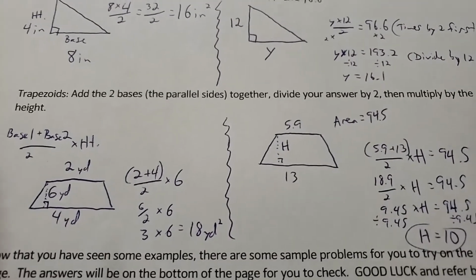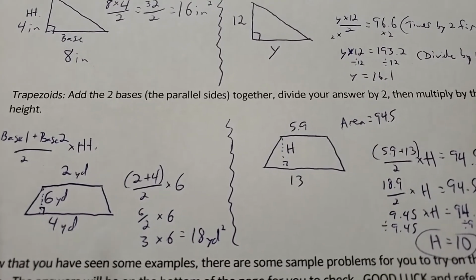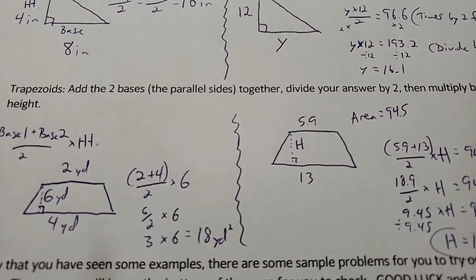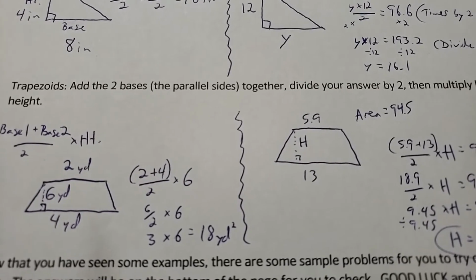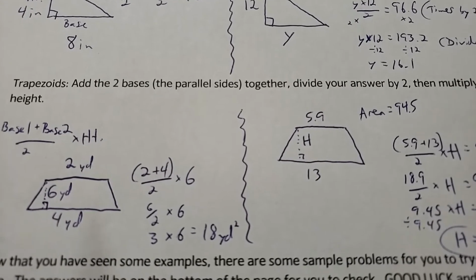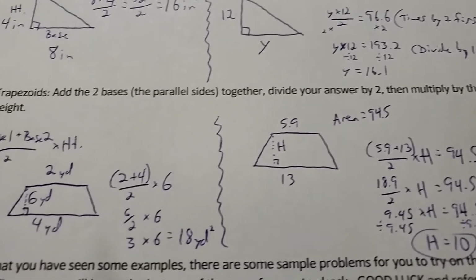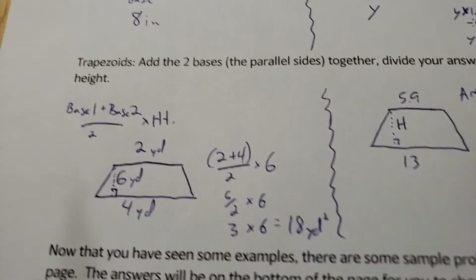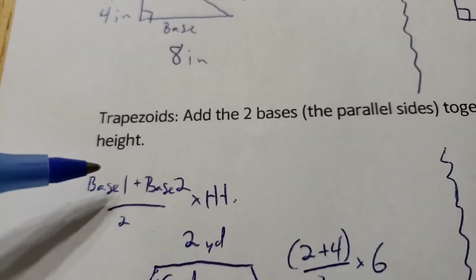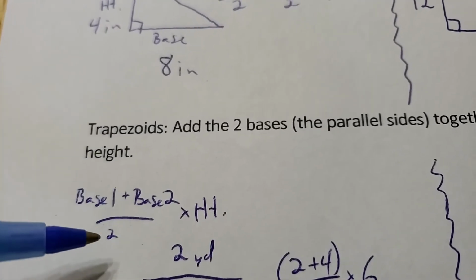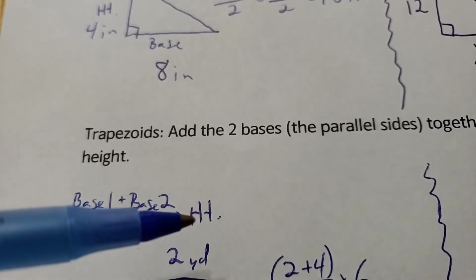Trapezoids. We dealt with these a little bit with some of you guys. A little bit different formula for trapezoids. You have to add the 2 bases. The 2 bases are what's parallel with each other. You've got to add those together, divide that answer by 2, then you can multiply by the height. So it kind of looks like this when you write it out. You've got base 1 plus base 2 divided by 2, then you just times it by the height.